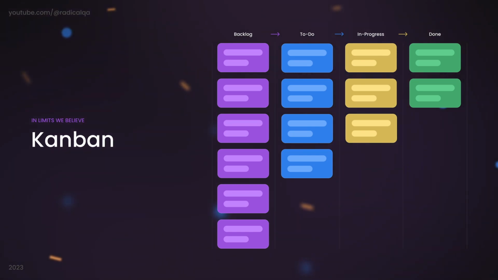Limit work in progress. Work in progress limits are set for each stage of the workflow, but the limits are set only for the amount of tasks, not the time. This helps to prevent the team from taking on too much work and to ensure that the work is flowing smoothly. For example, a team might set a work-in-progress limit of 5 tasks in the in-progress column. This means that the team can only have 5 tasks in progress at any given time.